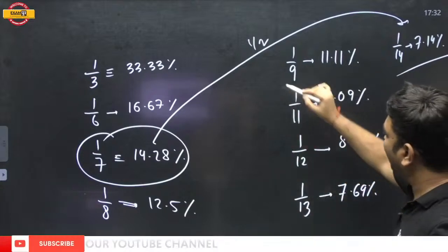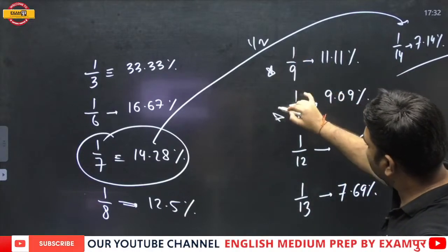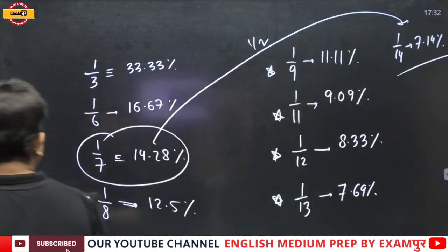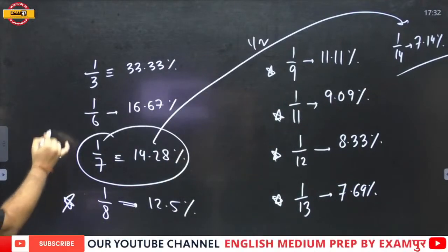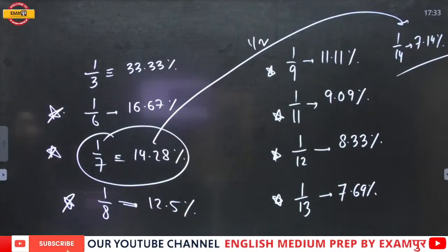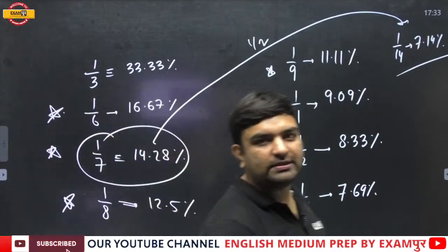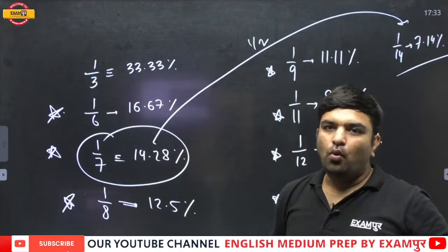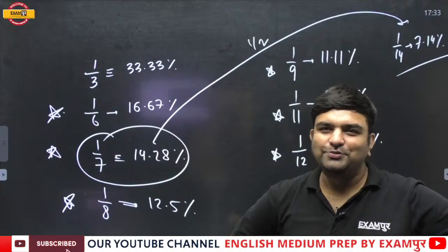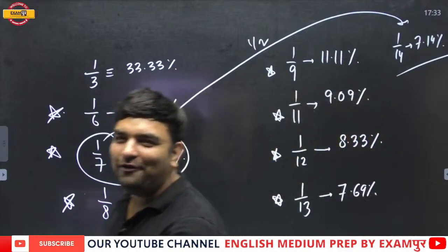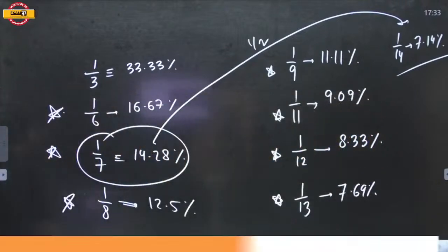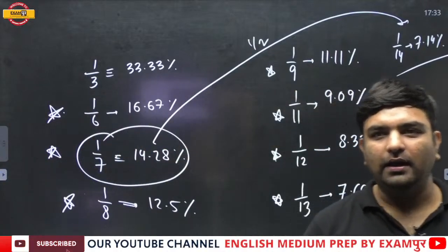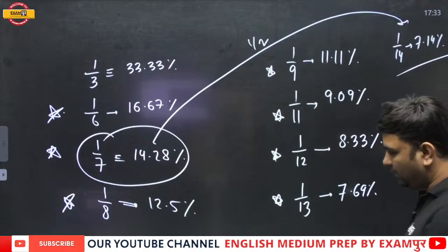So only the top ones: 1, 2, 3, 4, 5, 6, 7. Unique 7, guys. 1/6, 1/7, 1/8, 1/9, 1/11, 1/12, 1/13. All are derivable from here.